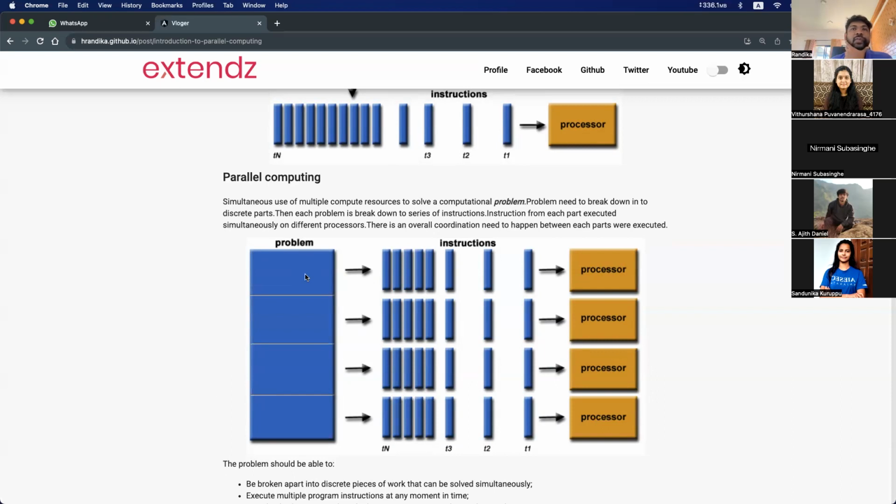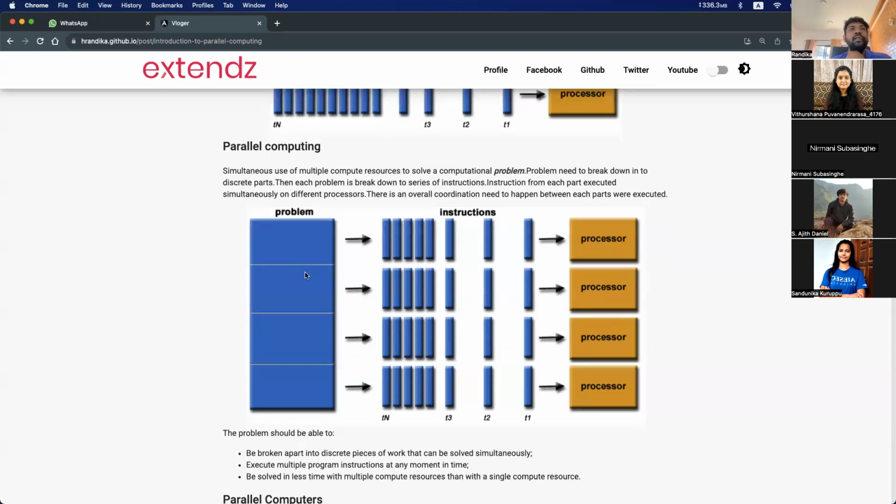The first thing that we need to make sure of in parallel computing is whether the problem can be broken down into different sections. If the problem is not able to be broken down into several small problems, then we can't do parallelization. Only if the problem can be chunked down into these 4 different sections, and one chunk of that problem can be broken down into instructions, can we feed it to the processor.